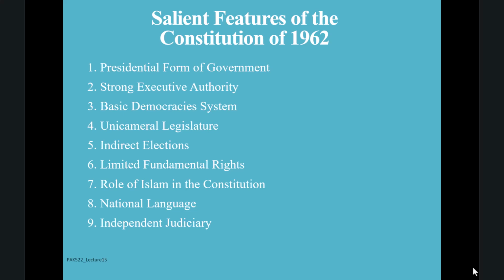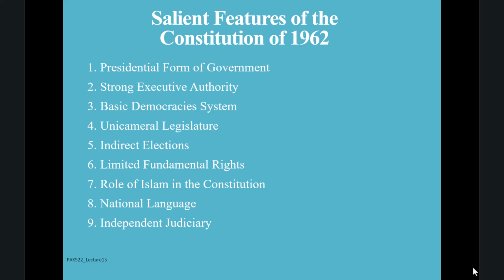Now the indirect election. Unlike the Constitution of 1956, which allowed direct election based on adult franchise, the 1962 Constitution introduced indirect election. Members of the National Assembly, provincial assemblies, and the President were elected by the basic democrats rather than by the general population. This system significantly reduced the direct role of the public in choosing their national leaders.